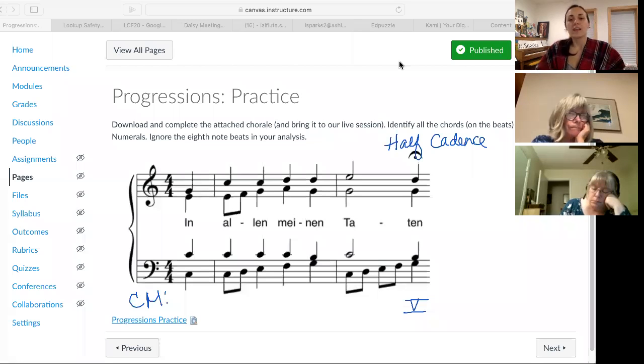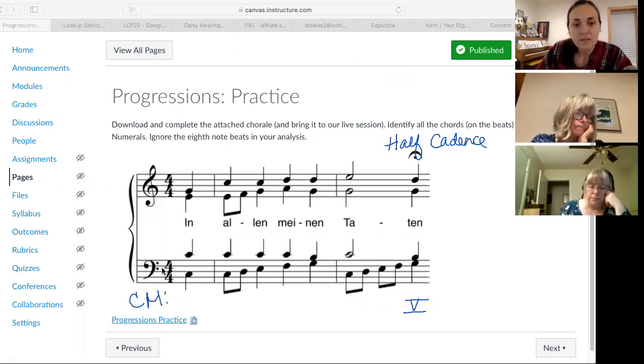Okay, so looking at this analysis, what do we have? Let's put some Roman numerals on it. C major, we end with a half cadence on the dominant. Well, how do we start?